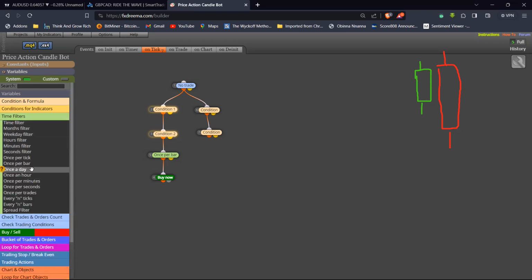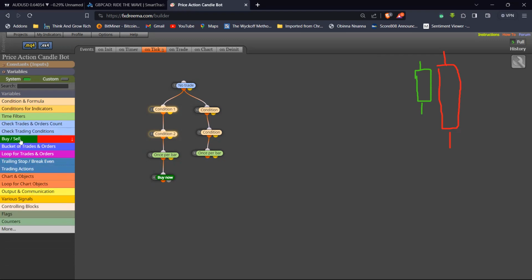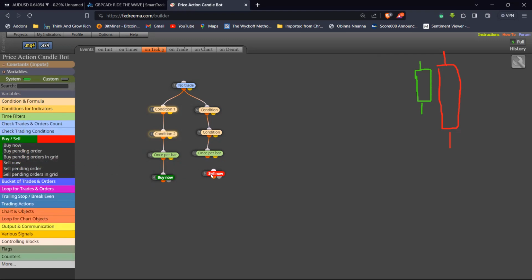We also want to make this once per bar, to make sure it takes only one trade per signal. And there's nothing to modify here. And then in this case, we're going to look to sell. Okay, so sell now.